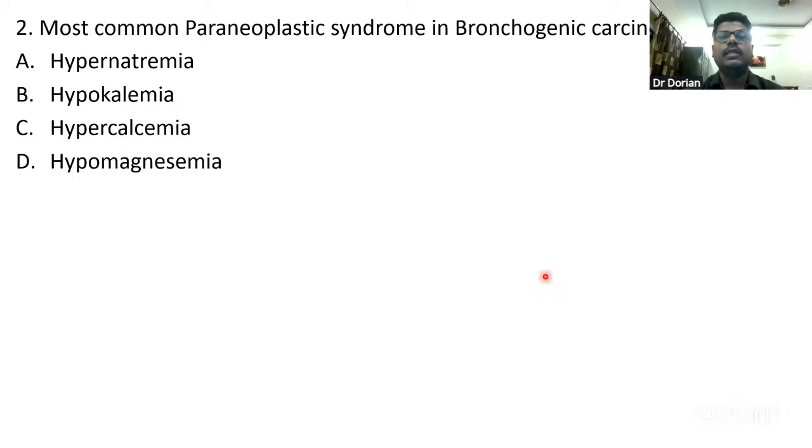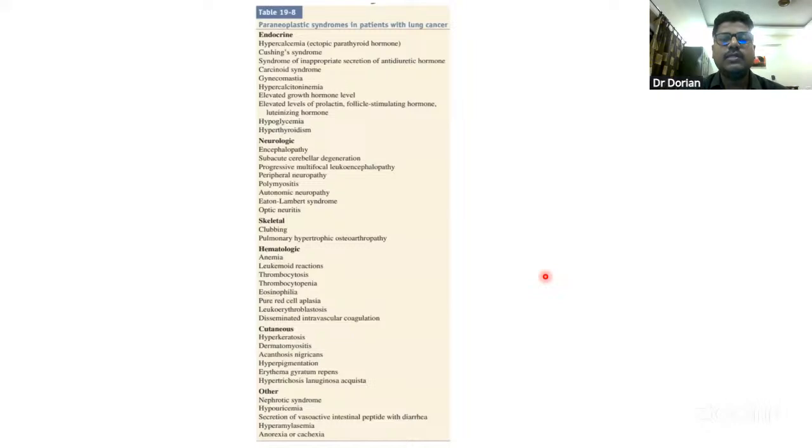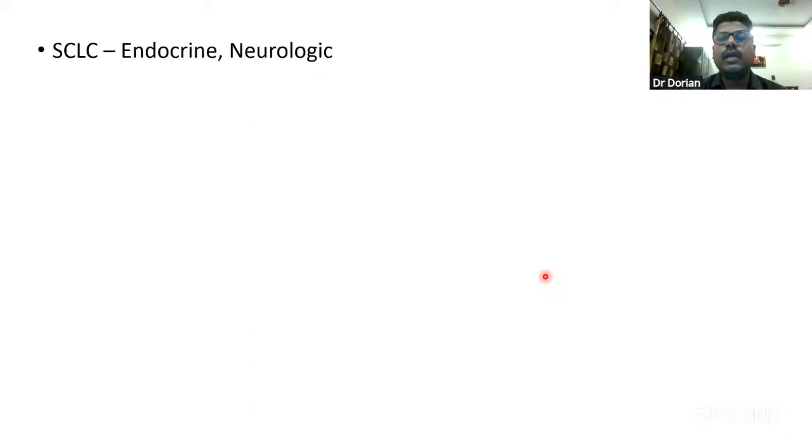The next question. The most common paraneoplastic syndrome seen in bronchogenic carcinoma. The following options have been given. I've searched Bailey, Sebastian, and Schwartz. None mentions the most common paraneoplastic syndrome. But inside the text, a few points are given. Bronchogenic carcinoma, this table you can just go through, no need to mug up everything. Bronchogenic carcinoma can be divided into 2 types, small cell carcinoma and non-small cell carcinoma.